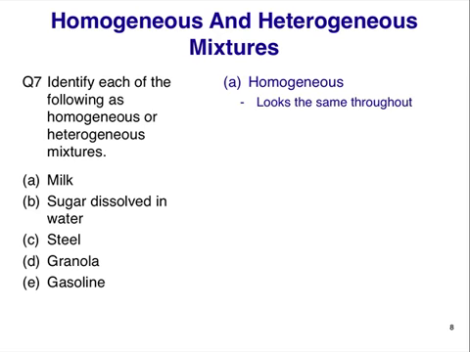The first is a homogeneous mixture. It looks the same to the unaided eye all the way through. The second is a homogeneous mixture. When sugar dissolves in water, it makes a solution that looks like water. It looks the same to the unaided eye all the way through, so it's called homogeneous. Homo means same.